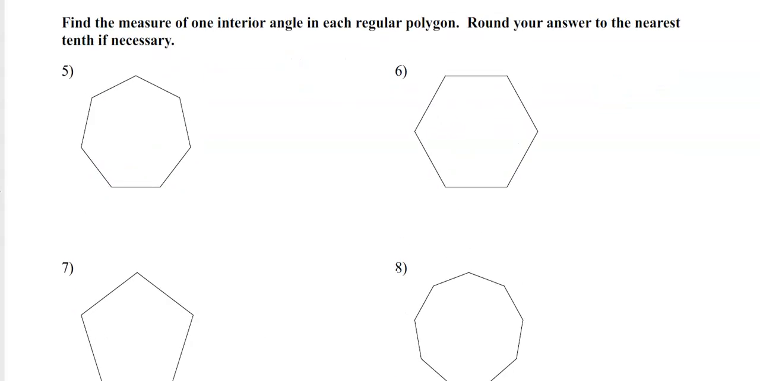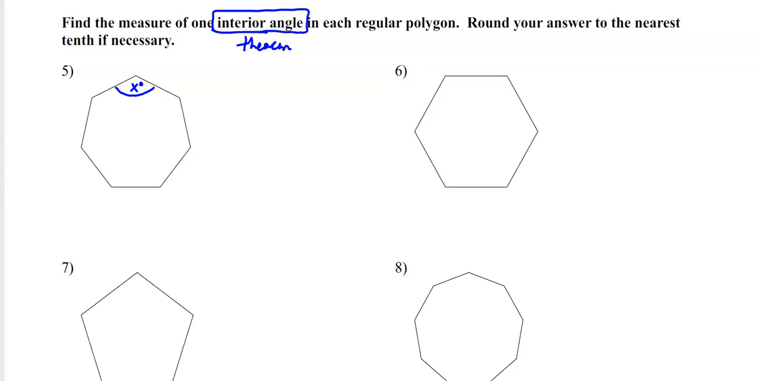All right. Find the measure of one interior angle. Round the answer to the nearest tenth. So interior angle, that means the inside. So basically we're trying to figure out how many degrees that is right there. How many degrees is there? So there are a couple different ways to do it. On number 5, I'm going to show you the first method, which is you can use the interior angle theorem, or formula, that works.